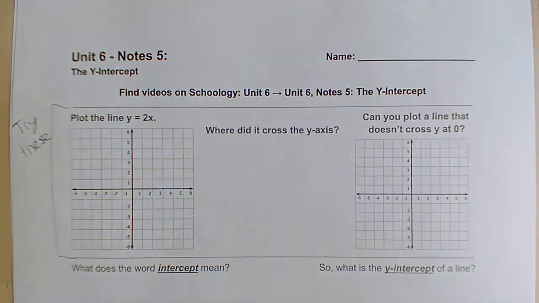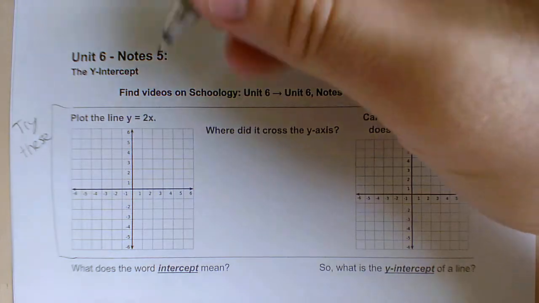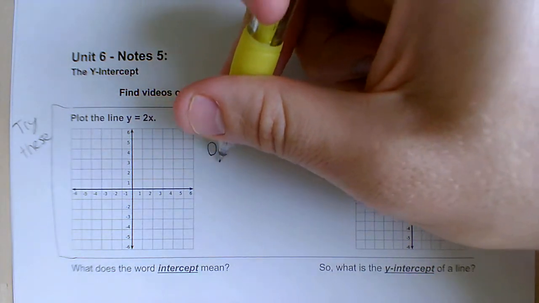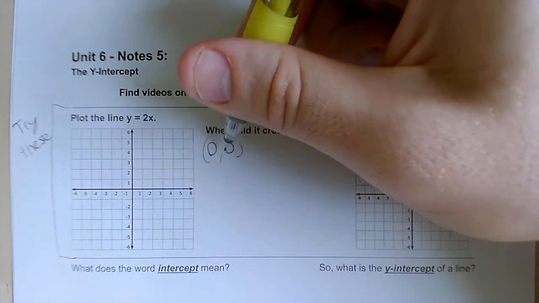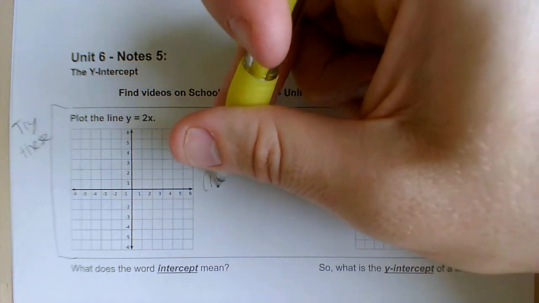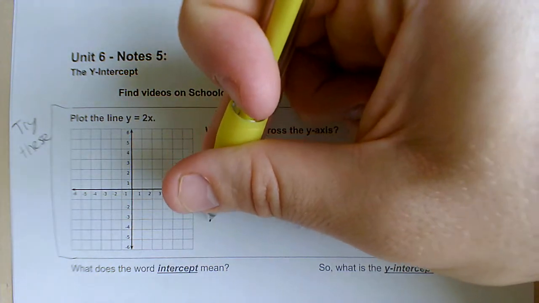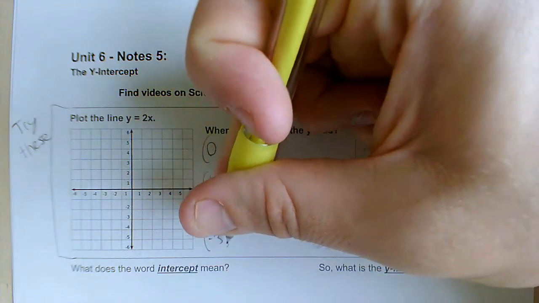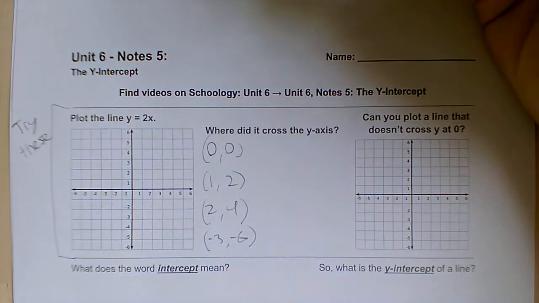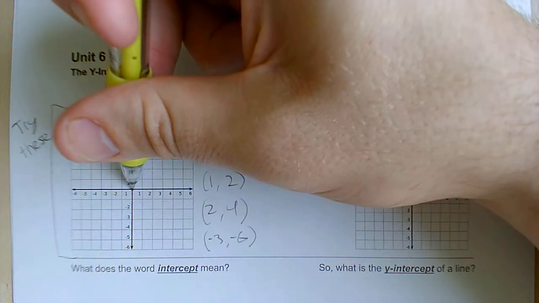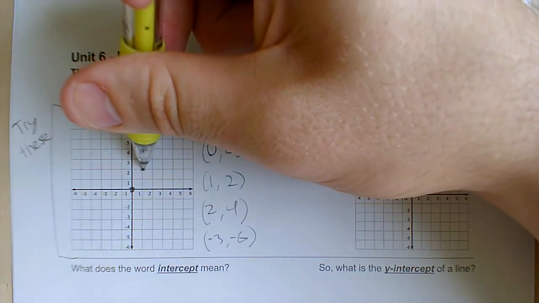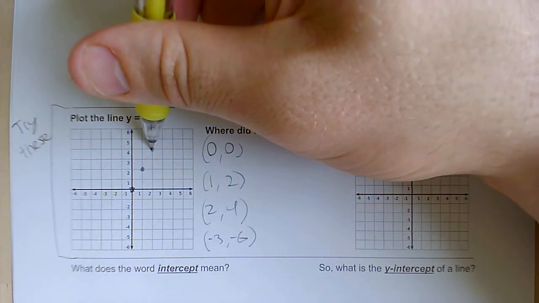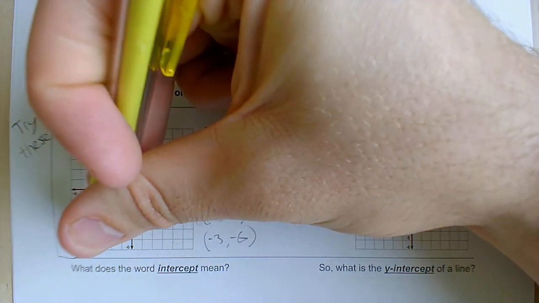Awesome. So let's go ahead and plot y equals 2x. Our first point is going to be at 0, 0. We plug in 0, get out 0. Our next is going to be 1, 2. We'll have 2, 4. And for fun, we'll also do like -3, -6. Now we're going to go ahead and plot these points: 0, 0, 1, 2, 2, 4, and -3, -6.